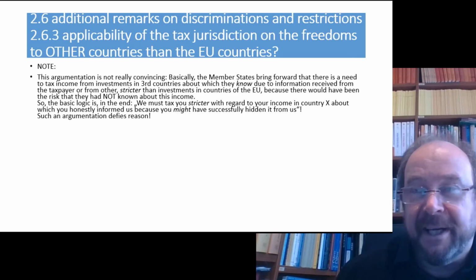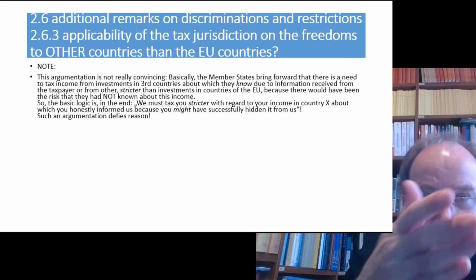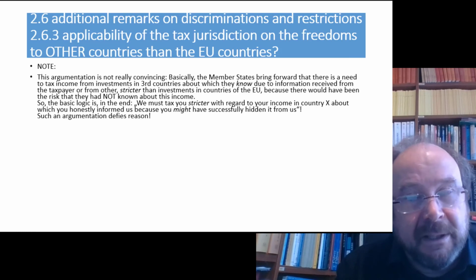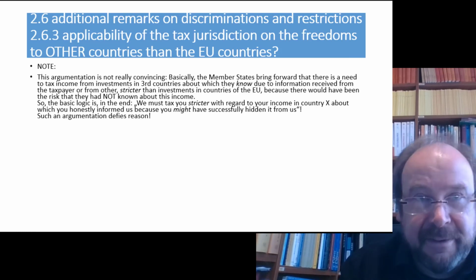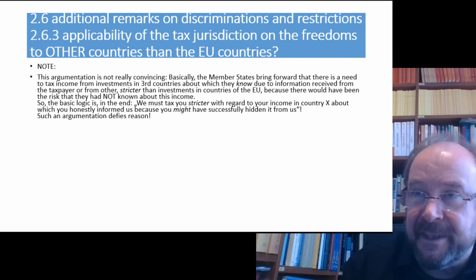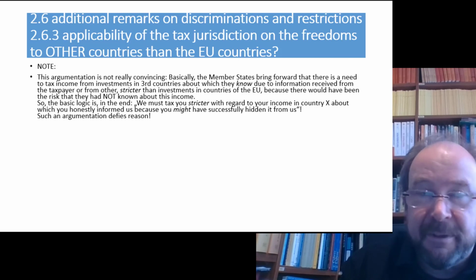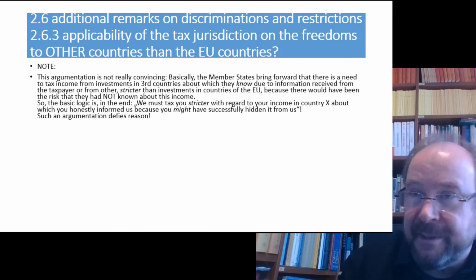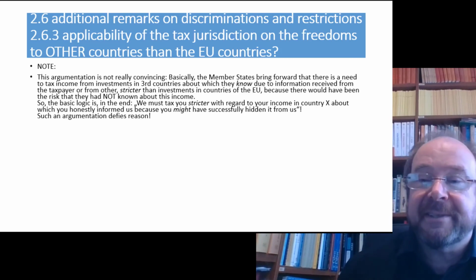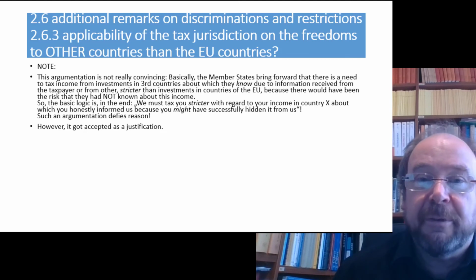It really defies reason to say, you told us you have 100,000 in a foreign country, and we tax you with additional taxes for these 100,000 because you could have hidden them from us. Well, you didn't. And to say, I must tax money stricter because I do not know of its existence. What would that help if you do not find out about the existence of that money? Completely senseless, but accepted as a justification, probably for political reasons.